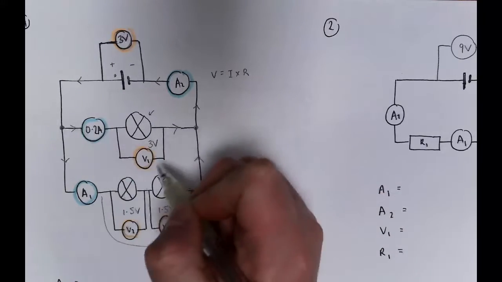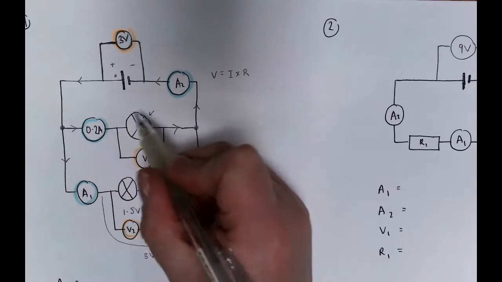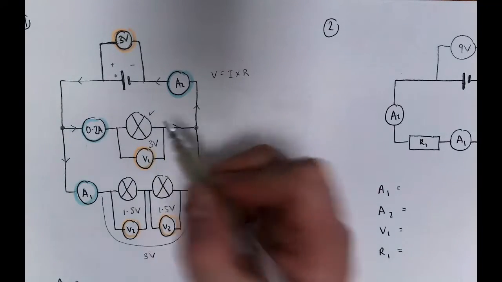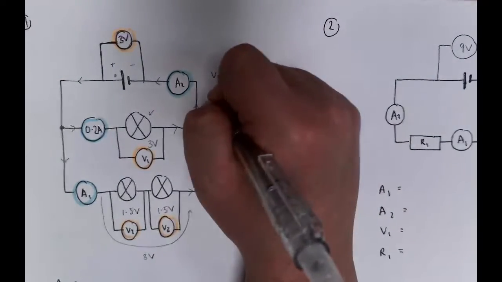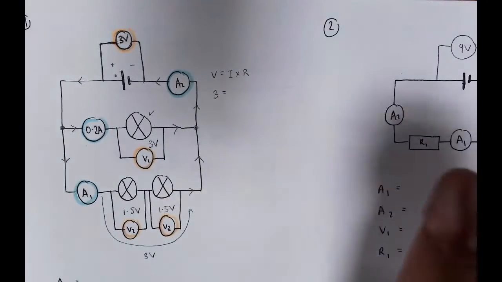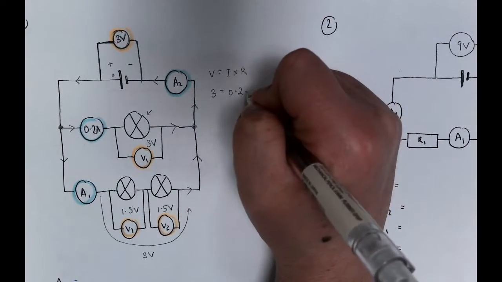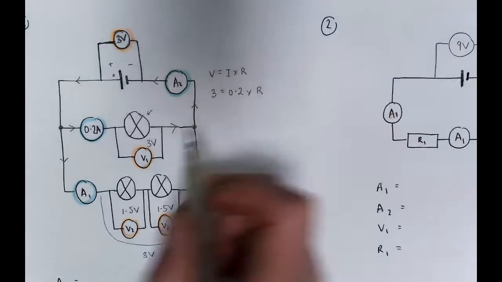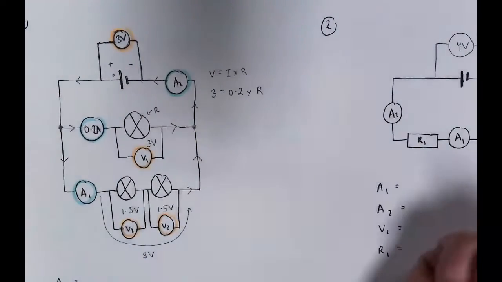We can work out the resistance of the light bulbs. They're all identical, but we can work out the resistance of one of the light bulbs by looking at this first path. We have 3 volts being supplied to the light bulb when the current of 0.2 amps flows through it. And so the resistance R of the light bulb can come from this equation.